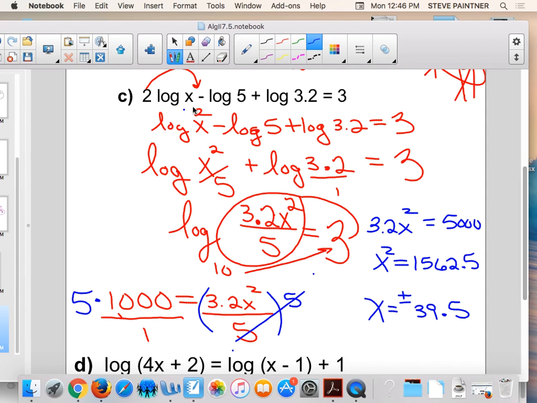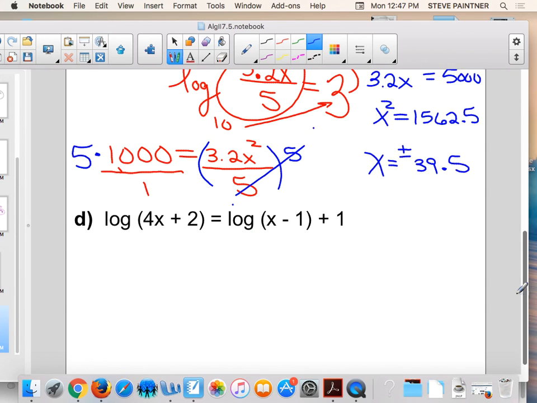Yeah, right here. Look, right here. See that? If you take the log of negative 39, it's not going to work. So, okay, we got to throw which one out? Throw the negative out. So the answer is just what? 39.5? Roughly, not exactly. Approximately 39.5. Okay, try that one.